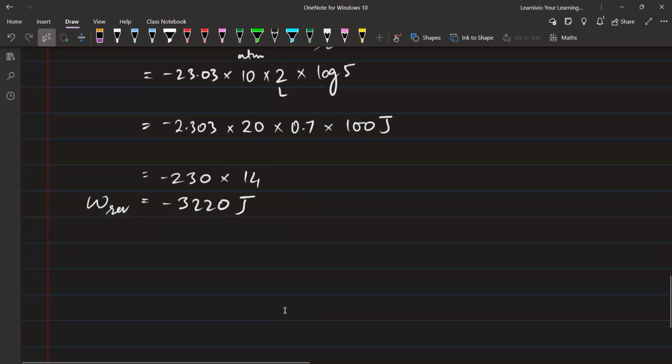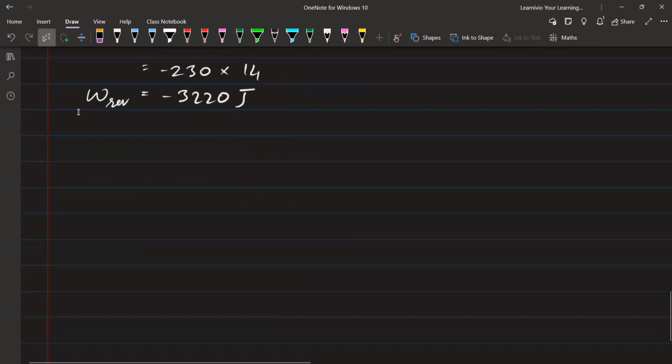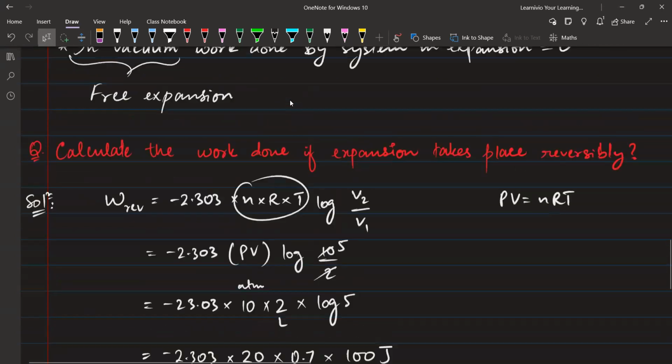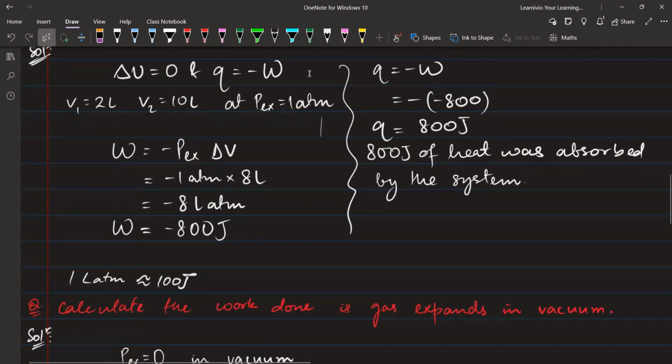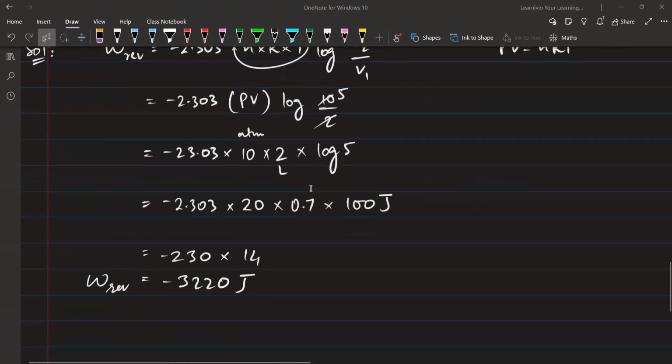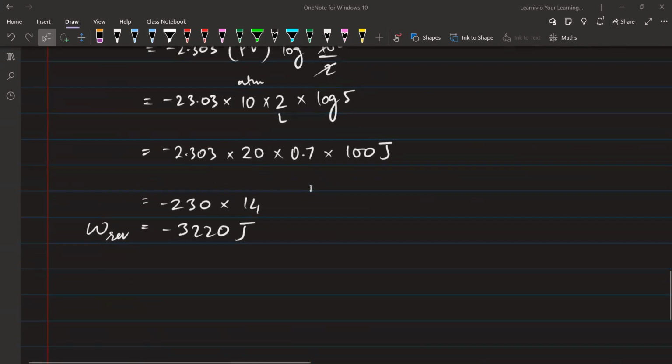ठीक है. Now in this case, you can see that the work done in the irreversible manner was equal to 800 joule. Yes, I think accurately speaking it will be that much only.